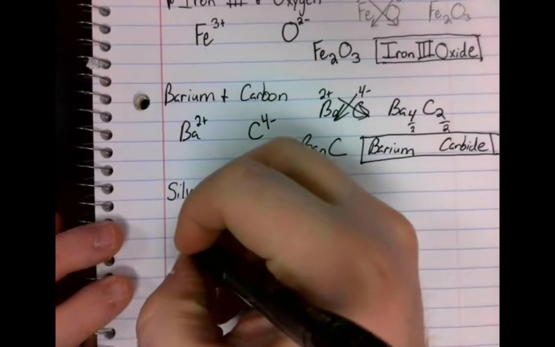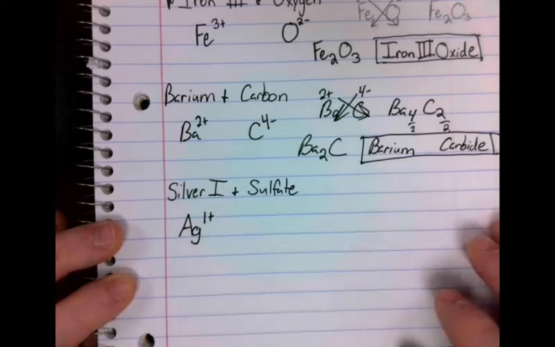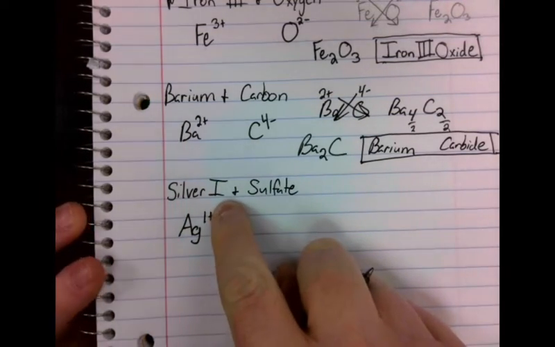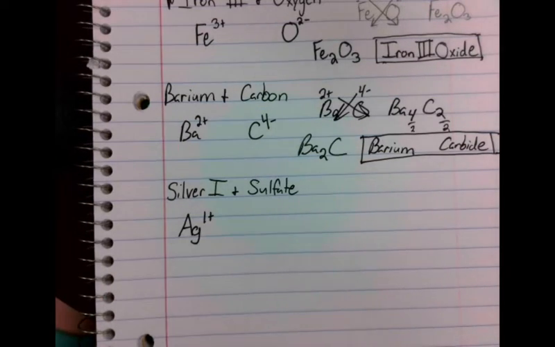This is because silver 1 is easy. It's Ag with a 1 plus charge. Now, I didn't need to put this Roman numeral 1 there because silver is always plus 1. But I'm being nice because this is an example problem, so I made sure to actually give you that.